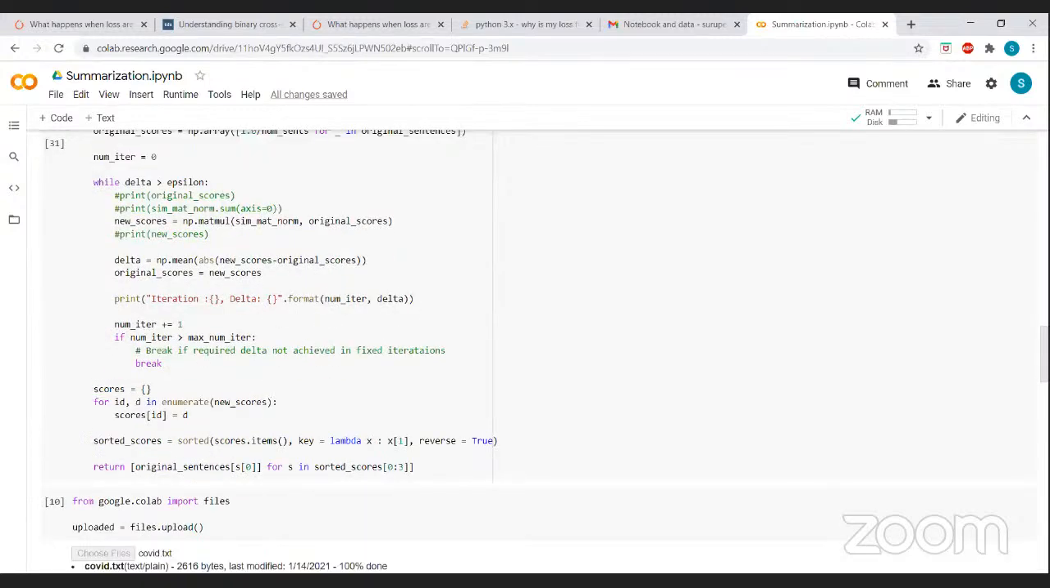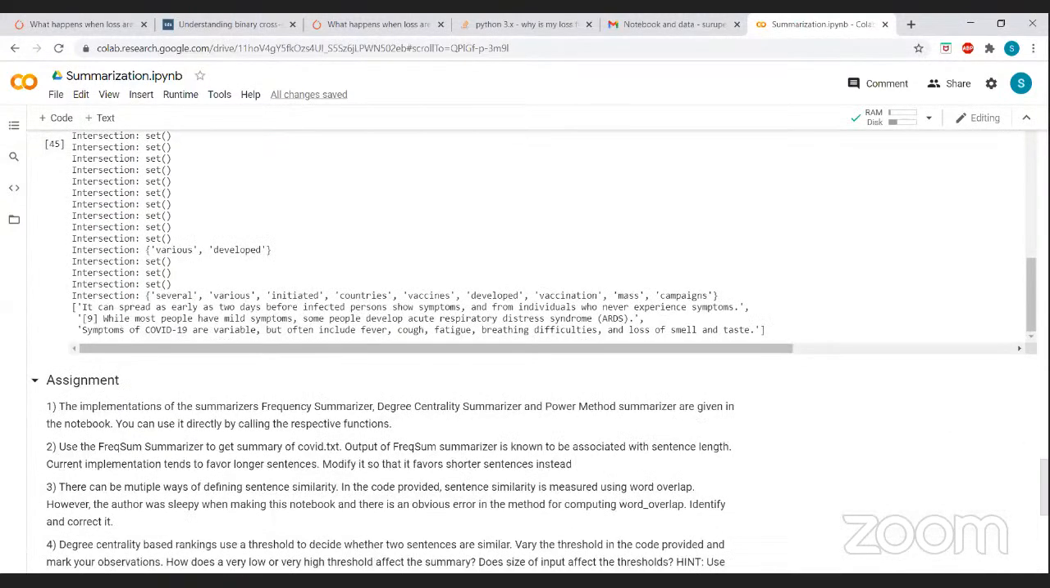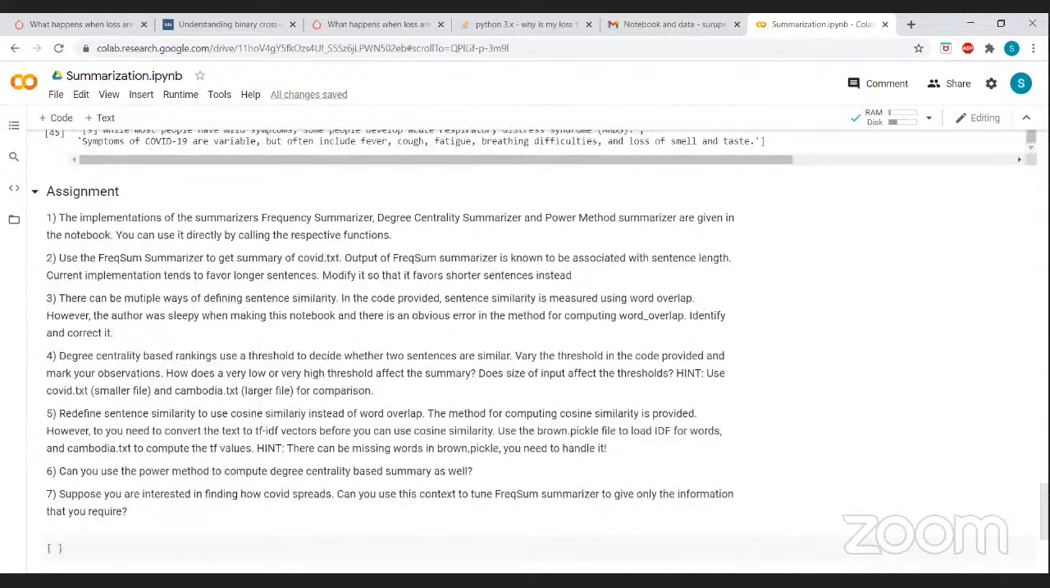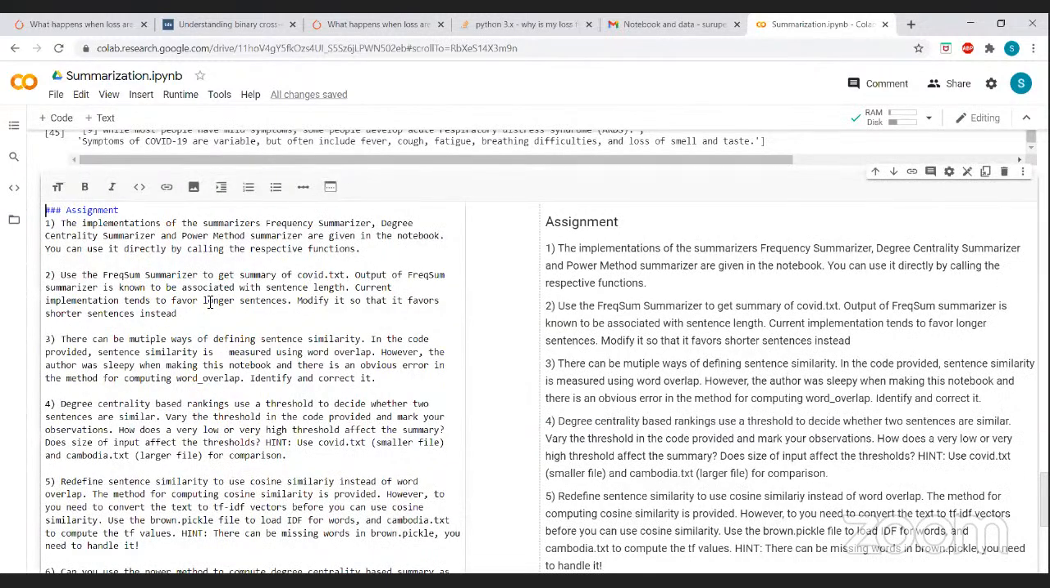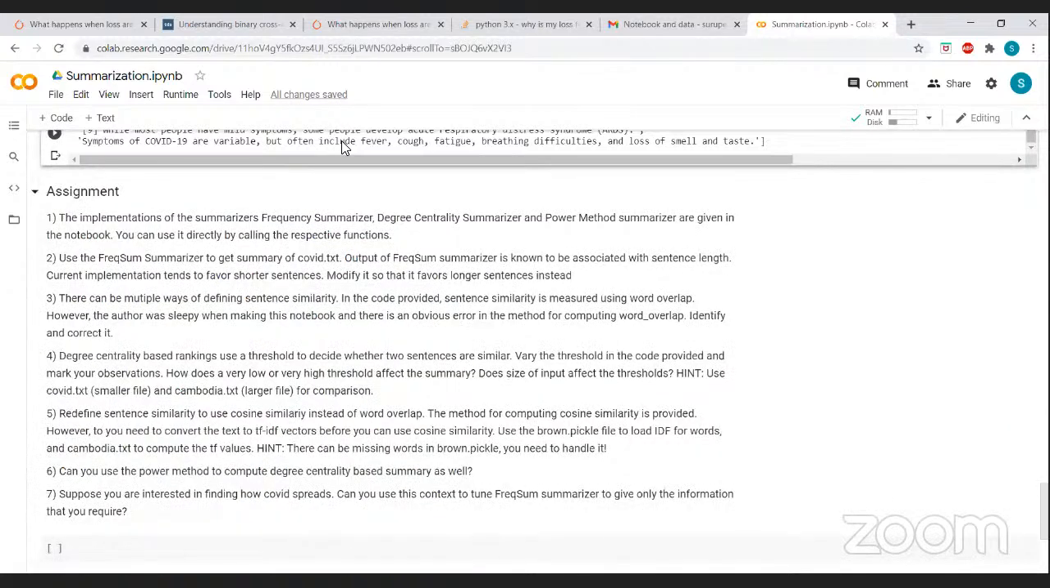I think there is a typo in the question too. Basically, the current implementation favors shorter sentences, and you want to modify it to make it favor longer sentences. So anyone still working on the second question, just keep in mind the typo. Right now, we are getting shorter sentences. We want to make them longer in the summary.